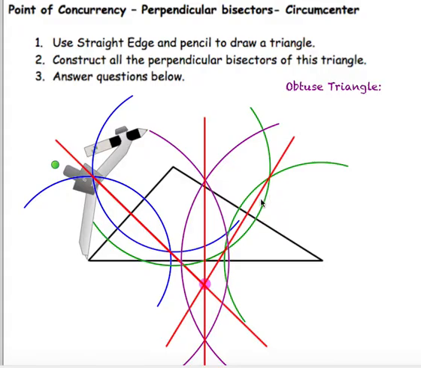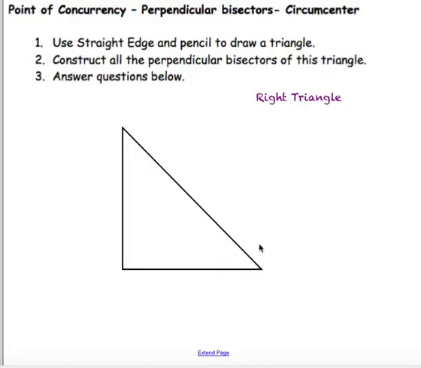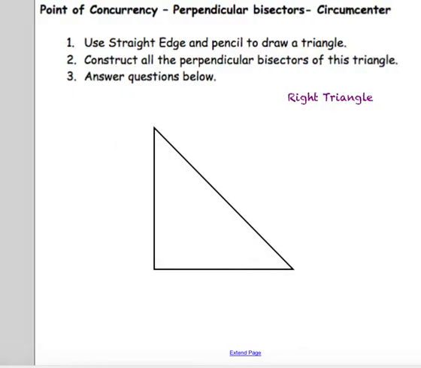Then I did the right side one with green and a red line, and then I did the bottom with purple and the red line here. And you can see that they all intersect. When it's obtuse, they all intersect outside of the triangle for the perpendicular bisectors, where they meet at the circumcenter there. I'm going to do constructions of the perpendicular bisectors on the right triangle and then on the acute triangle in this video.